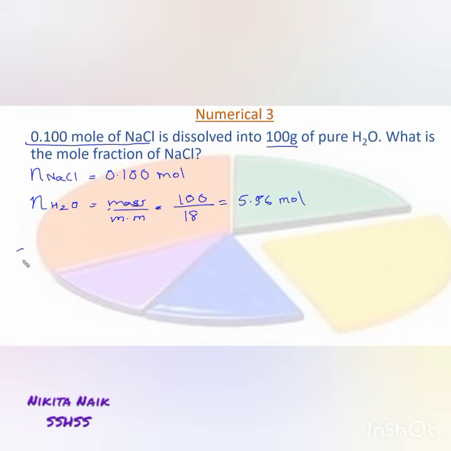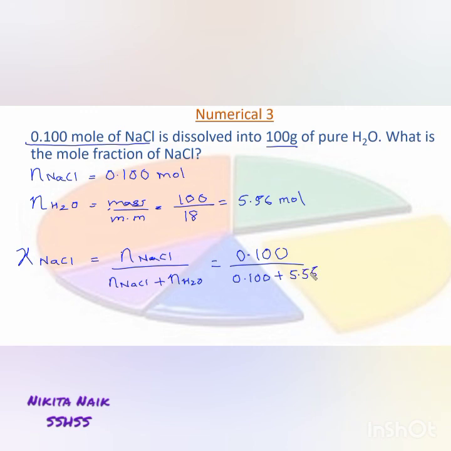So we can find out mole fraction of NaCl. Only NaCl is asked, so it is n of NaCl, number of moles of NaCl, upon total number of moles, that is number of moles of NaCl plus number of moles of water, which will be equal to 0.100 divided by 0.100 plus 5.56, which gives us the answer 0.018. So mole fraction of NaCl is 0.018.